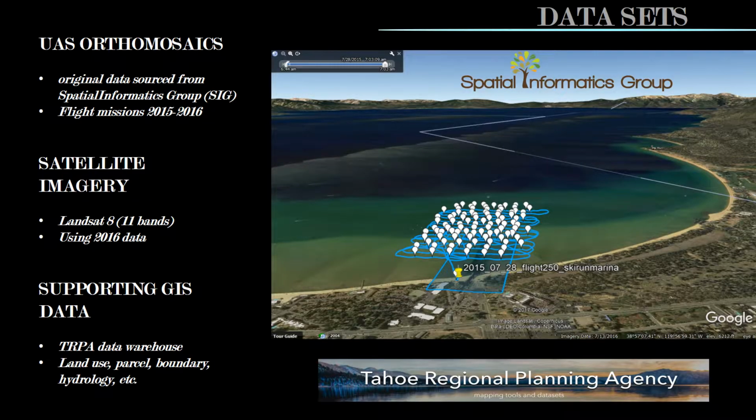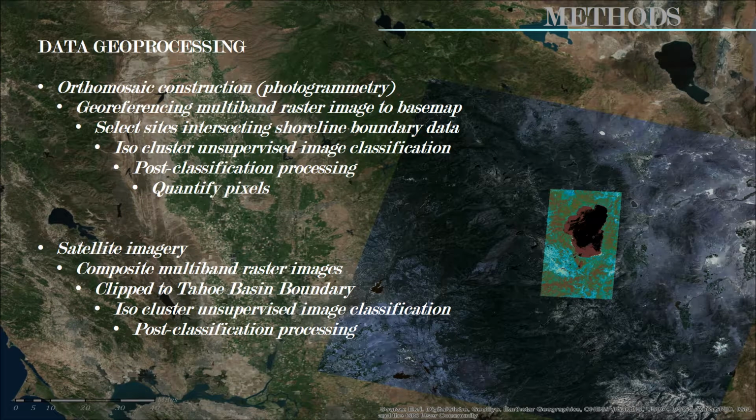The primary data set used for this study was provided by the geomatics think tank, the Spatial Informatics Group in Pleasanton, California, and represented the field efforts of their staff to map various areas of Lake Tahoe in 2015 and 16. I also used traditional satellite imagery remote sensing products from the USGS, in this case Landsat 8, as well as several GIS resources pulled from the TRPA data warehouse. Broadly, two geoprocessing workflows were executed to create classified images with the goal of being able to discern invasive aquatic vegetation presence in aerial imagery.